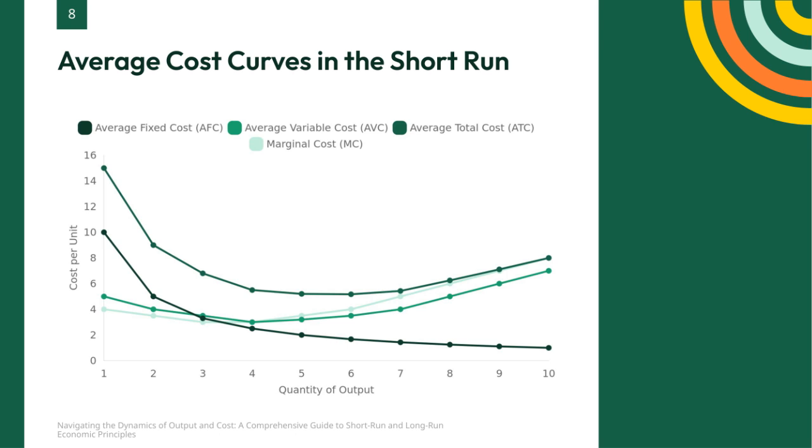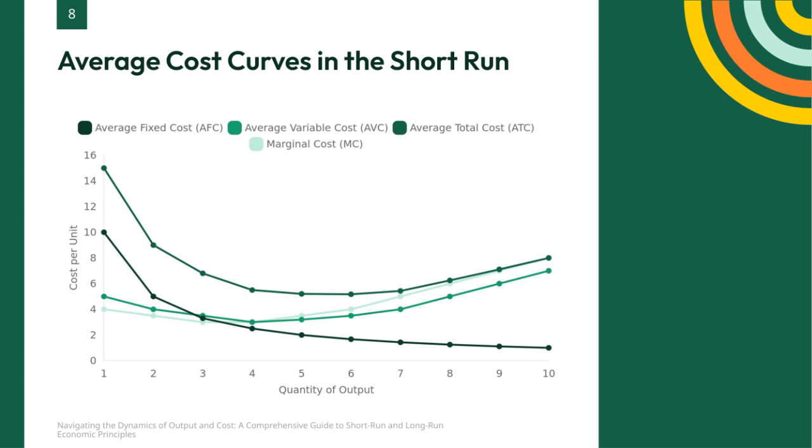The x-axis represents the quantity of output, while the y-axis shows the cost per unit. Notice how the average fixed cost, or AFC, starts high when output is low, and steadily declines as output increases, reflecting the spreading of fixed costs over more units.